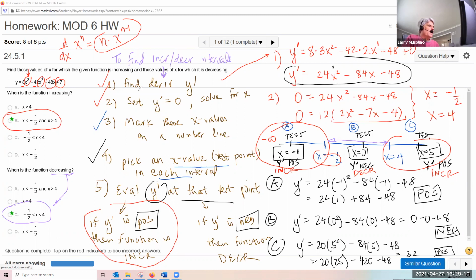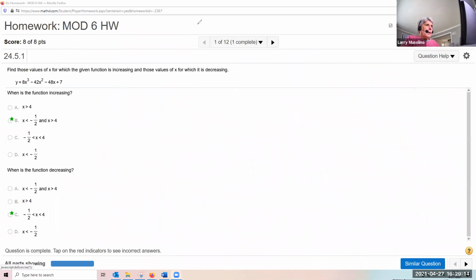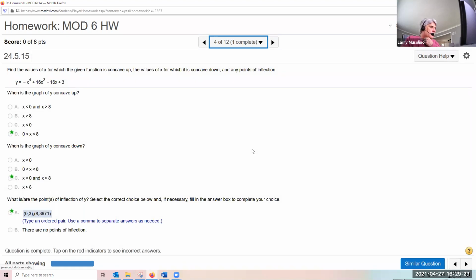All right, let's do another example. There are a few other similar examples, but I want to do something a little different. Let's do number 4. What this is asking me is, for what values of x is the graph concave up and concave down?